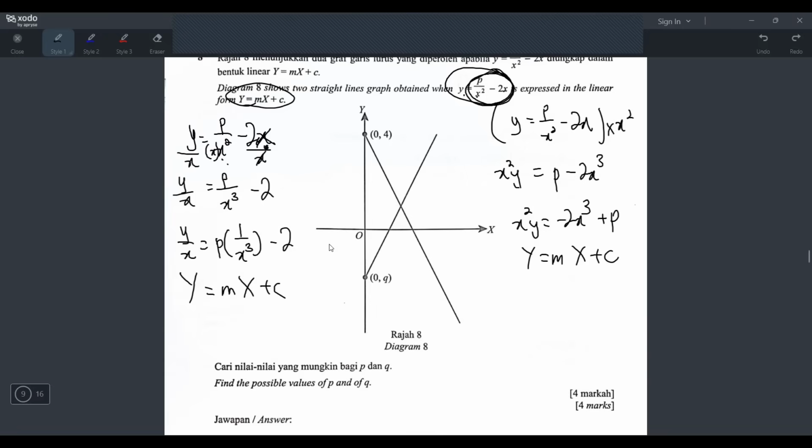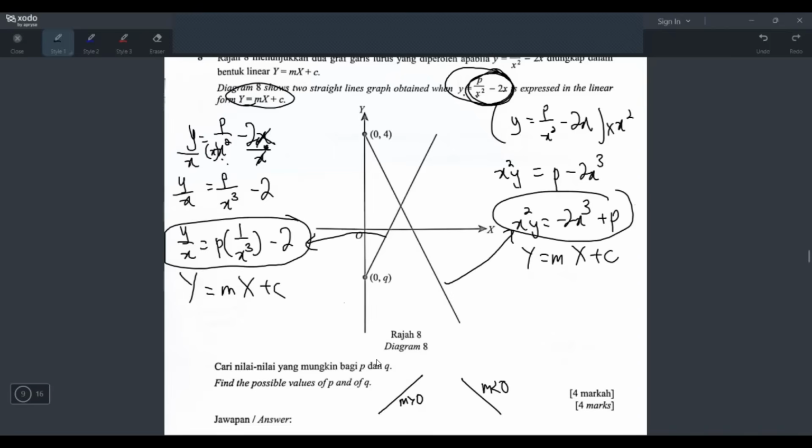Because we learned in straight line, if the line goes up, the gradient will be positive. If the line goes down like this, the gradient will be negative. So if you look at this, you already know the gradient is negative 2. It means this line must be going down. So this line must be this line. Yeah. So the one I'm highlighting for you now is this equation. Right? And then the other one automatically is this one already. Right? So now I can find my P and Q easily.